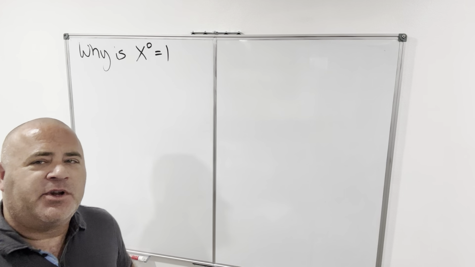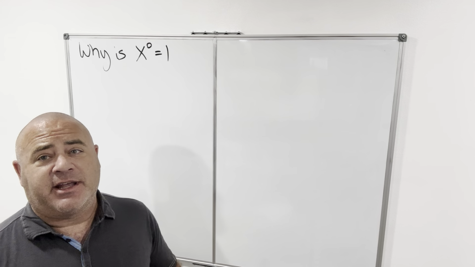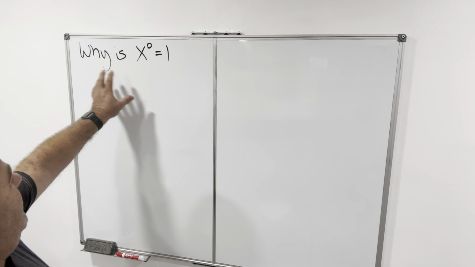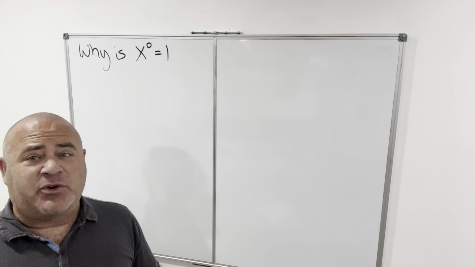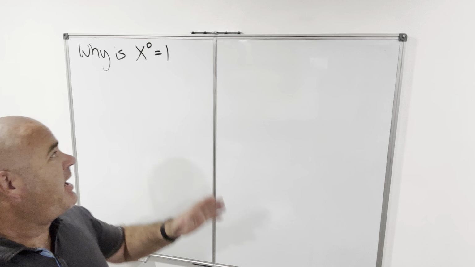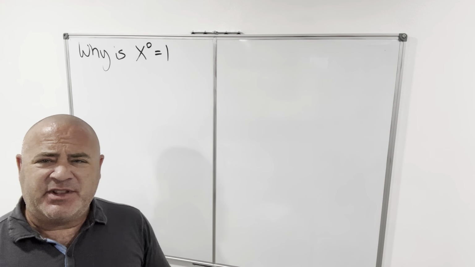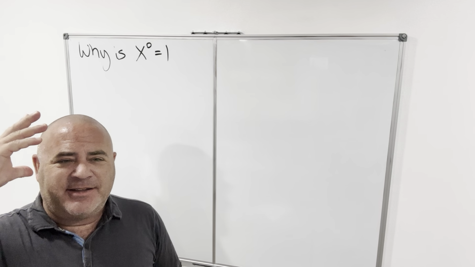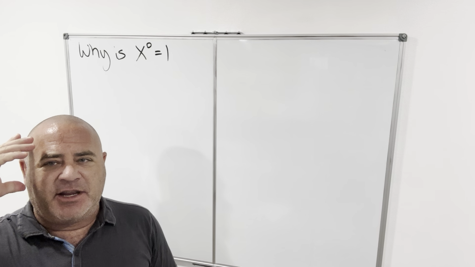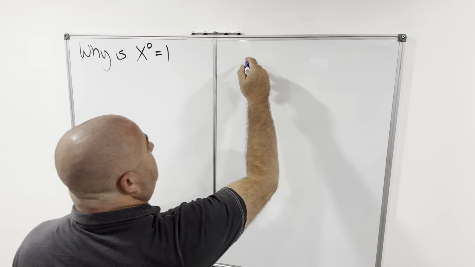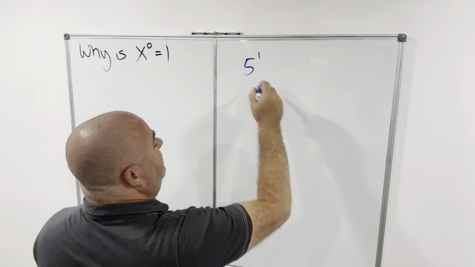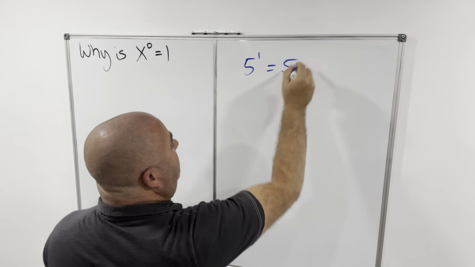Here's a question that always bothers people as they're looking at exponents. And that is, why is it that x to the 0 power, or anything to the 0 power, is equal to 1? The reason that bothers people is it's kind of hard to picture what's happening in your head. It's very easy, for example, if you have 5 to the first power, that's obviously just equal to 5.